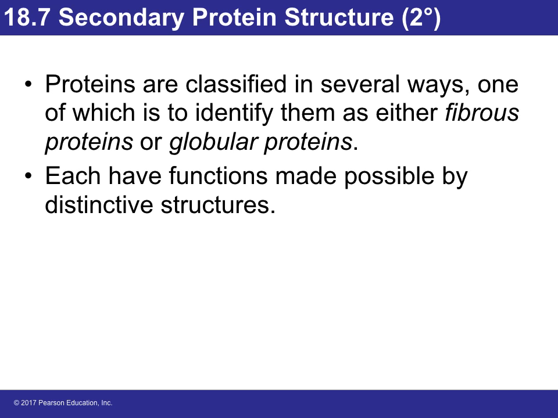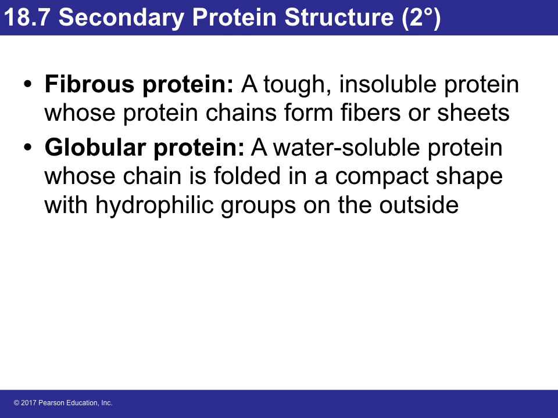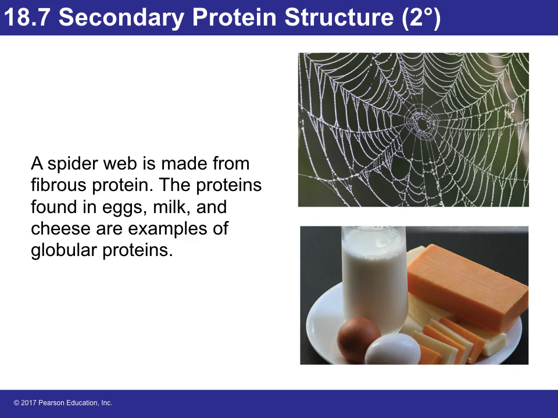We can also classify those proteins in a different way, but the two most important ones are either a fibrous protein or a globular protein. Their functions are made possible by their distinctive structures. Fibrous proteins are tough, insoluble proteins with protein chains forming fibers or sheets, and globular proteins are water-soluble proteins that fold into a compact shape with hydrophilic groups on the outside. Hydrophilic means they like the water. Examples: spider web is made from fibrous protein, and the proteins you have in eggs, milk, and cheese are examples of globular protein.